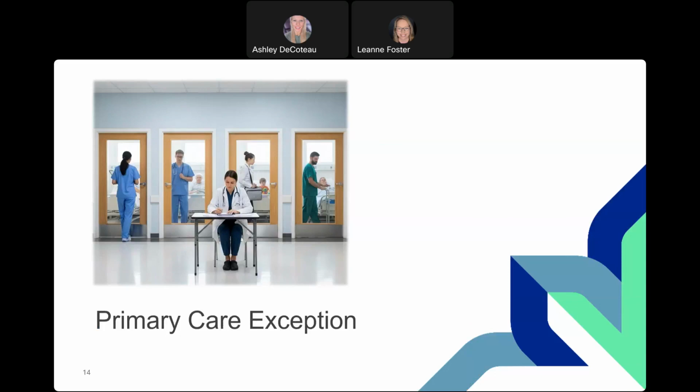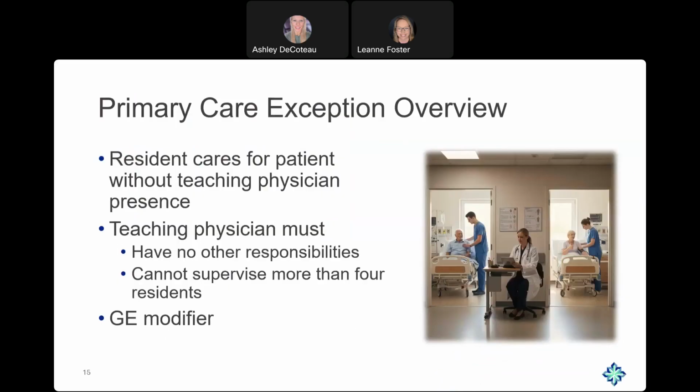All right, next, I'll talk about the primary care exception. So let's start out with an overview. The primary care exception allows the resident to provide care to a patient without the teaching physician's presence. So the teaching physician must have no other responsibilities and cannot supervise more than 4 residents. We have the GE modifier, which is used for services performed by a resident without the presence of a teaching physician under the primary care exception.